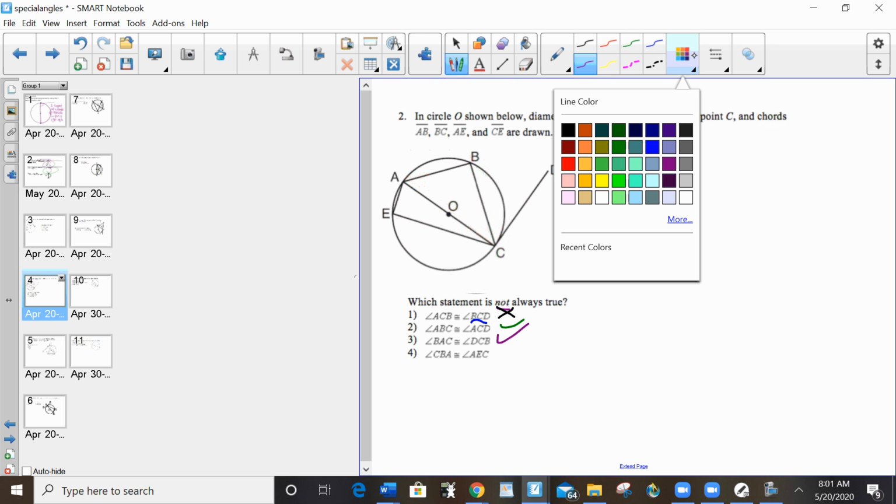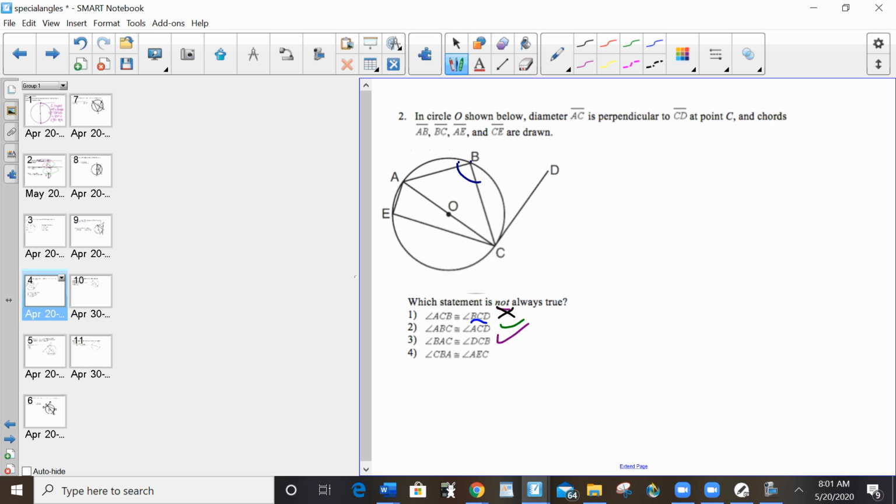Let's do a new color. I get bored with these colors. CBA intercepts a semicircle, which makes it a right angle. AEC intercepts a semicircle, which makes it a right angle. They're both right angles, therefore they're congruent.